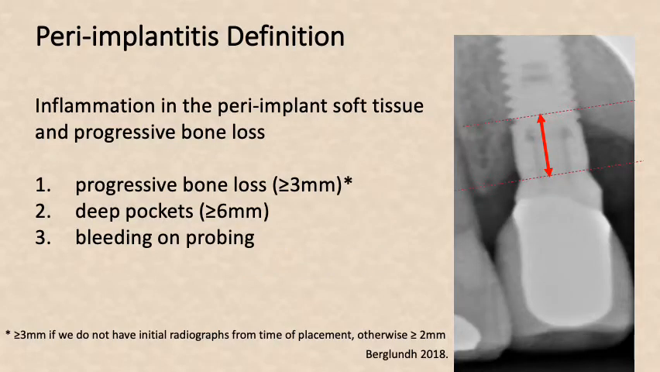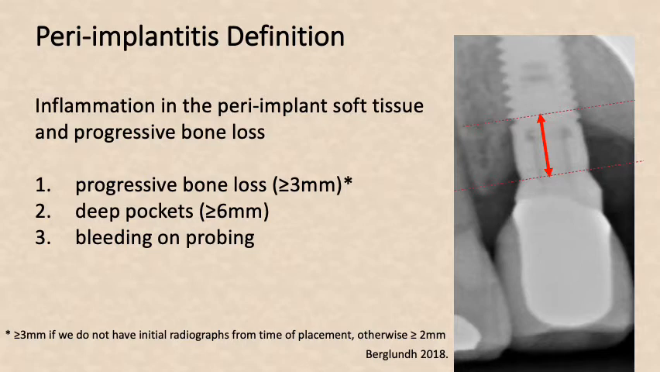The peri-implantitis definition, the latest definition, is that it is the inflammation in the peri-implant soft tissue and progressive bone loss. These are the criteria, and these are the three individual criteria that it should have: progressive bone loss of greater than or equal to 3 millimeters, deep pockets greater than or equal to 6 millimeters, and bleeding on probing.